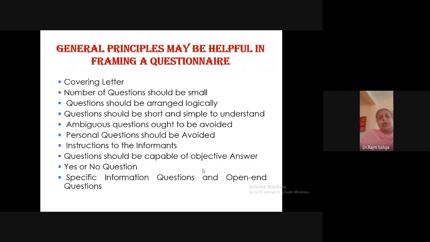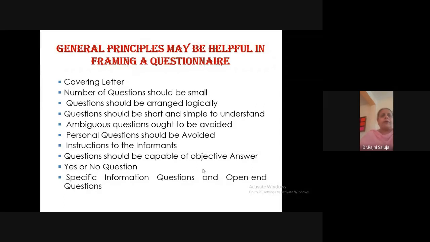The next one is that the question should be capable of an objective answer. Objective answer means that the people should have clarity about what type of question we are asking and how they are to respond to that particular question. That should be clear in the clear sense.